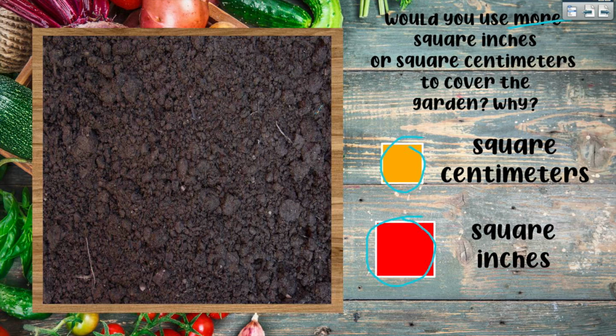Now, if the question was reversed and I wanted to use the least amount of squares, which square would I choose? Centimeters or inches? Right, we would use inches because it is larger, so it would take less squares to fill up my garden. I've had a blast learning about finding area through unit squares with y'all today.